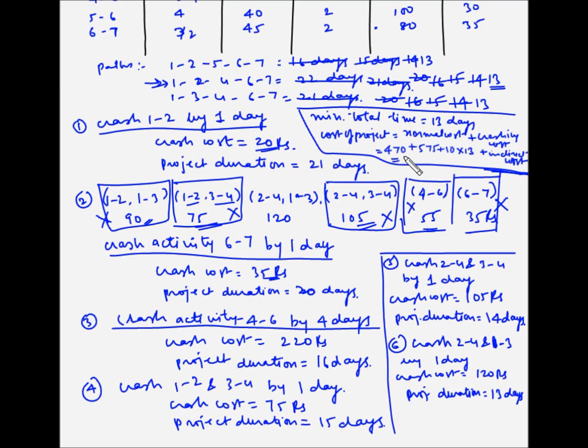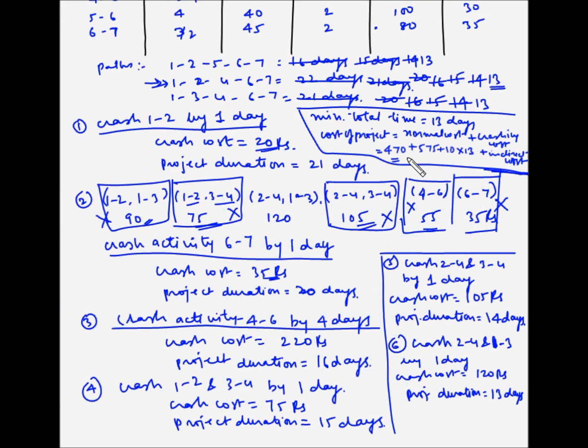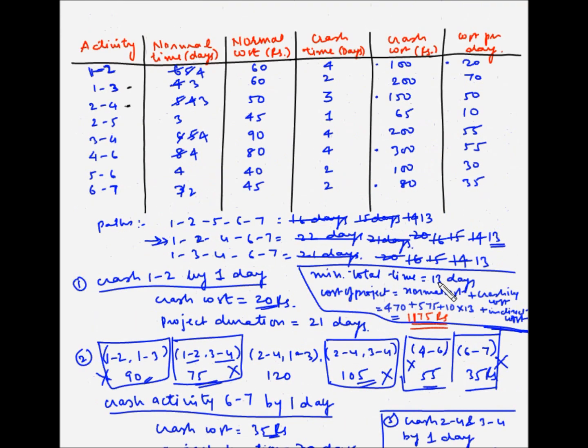So this is 470 plus 575 plus 10 multiplied by 13. So let me pull my calculator here. So 10 multiplied by 13 is 130, plus 575, plus 470. So this is equal to 1175. So the total cost of completion is 1175 rupees, and the minimum total time is 13 days.